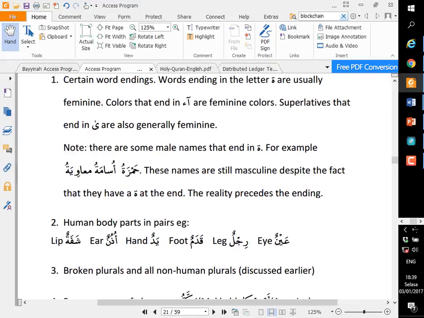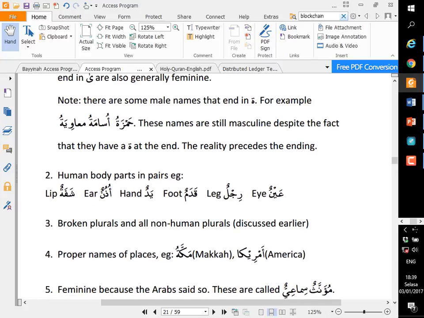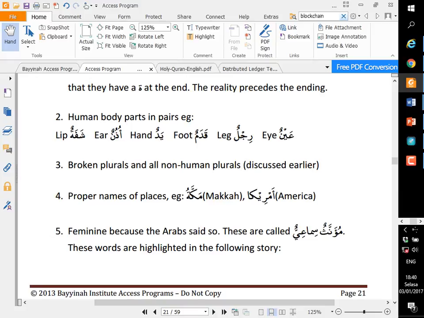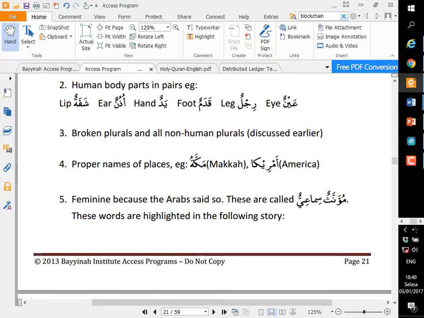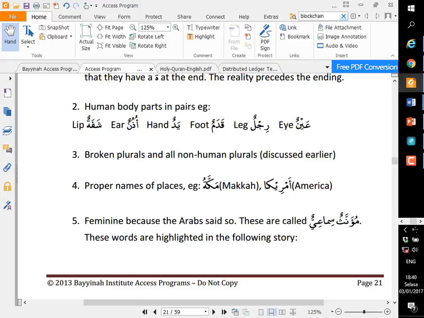So these are the word endings, and the second one is human body parts in pairs. Every human body part, like your lip, has two, right, upper and lower. It has a pair, so it is considered feminine. Ear, hand, foot, leg, eye, it's all feminine. Also broken plurals and all non-human plurals, which we already discussed in the previous page, and also the proper names of places like Makkah, which is considered feminine.